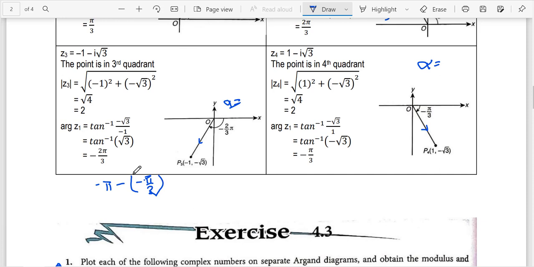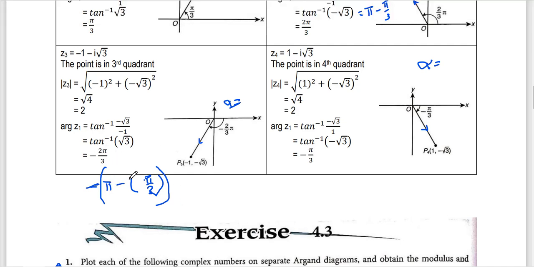So this one should be negative pi minus this one. It should be like this, negative pi minus pi over 3. Any question for this or not? Because of negative angle, because of the third quadrant, you get negative 2 pi over 3. Pi minus pi over 3.